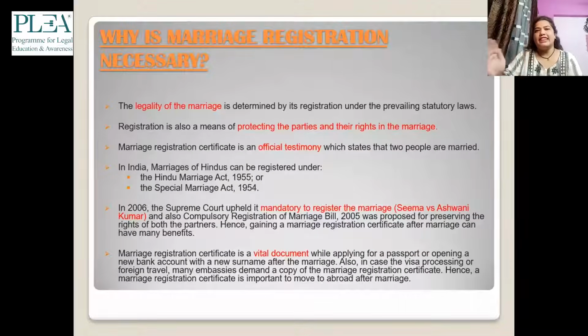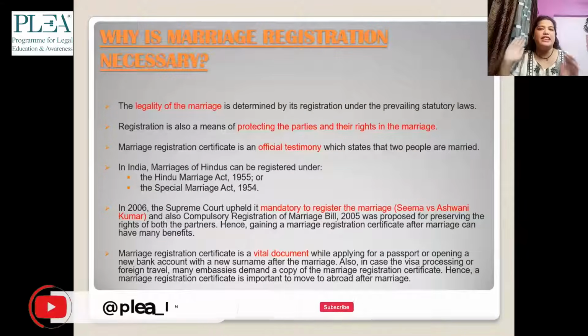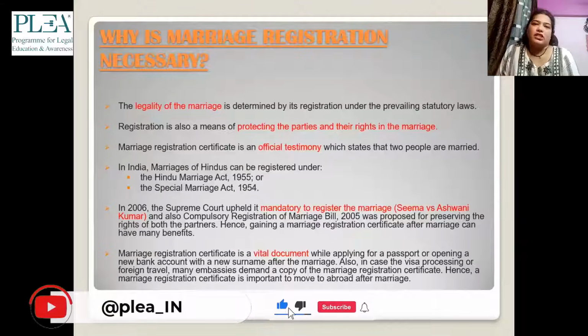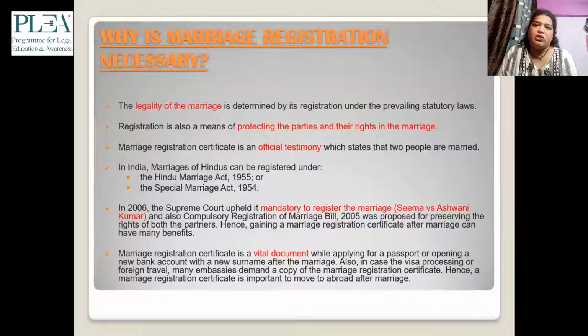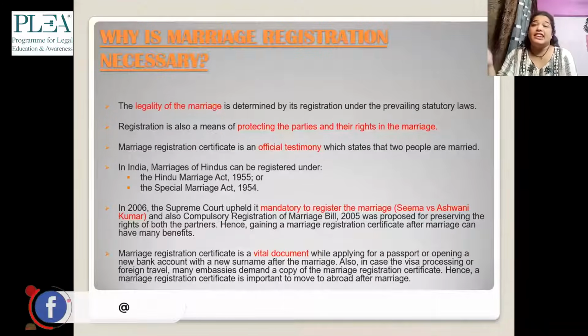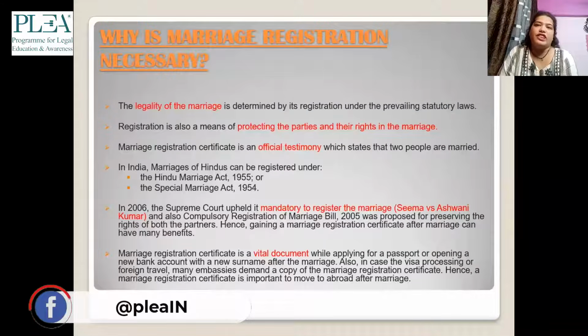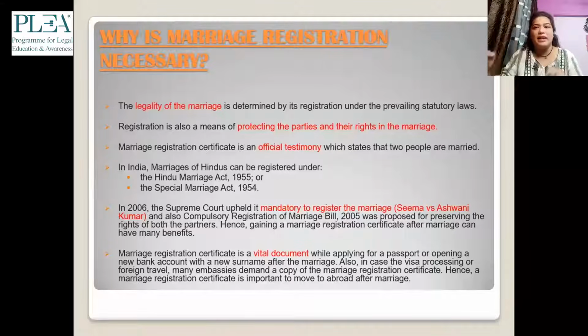If a girl is under 18, she cannot be legally married, and if the guy is below 21, he cannot marry anybody legally. So in India, a marriage registration certificate is very important to have, as it is an official testimony which states that two people are married legally.